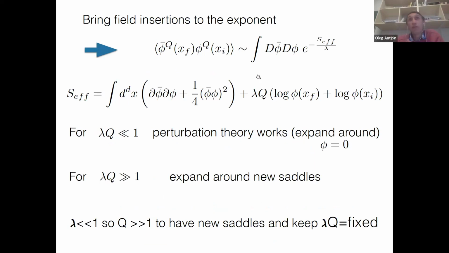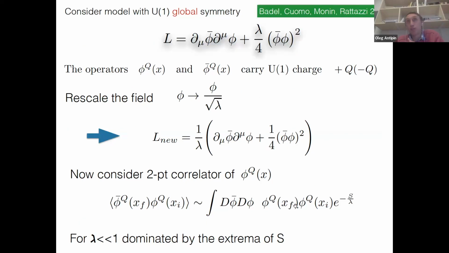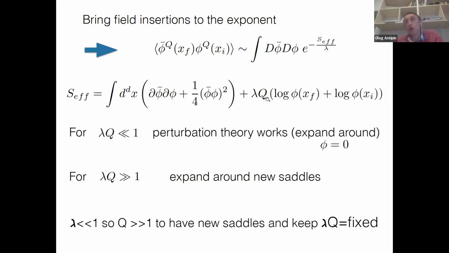Okay. So now, what is the trick? You have to bring the insertion points, which appear downstairs, back into the exponent, so that they appear with the logarithms. I move them from the denominator to the exponent, and I define a new effective action given by the insertion points like this.